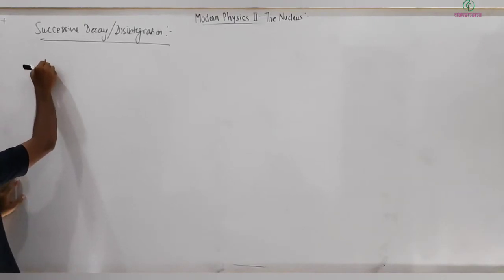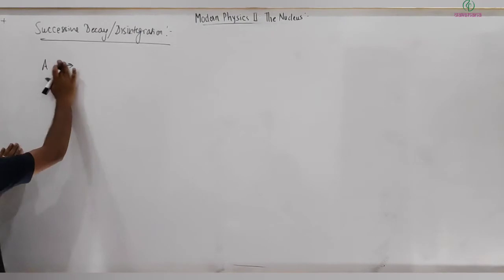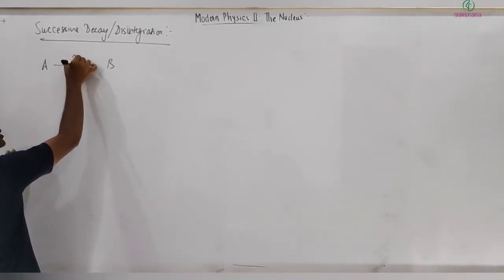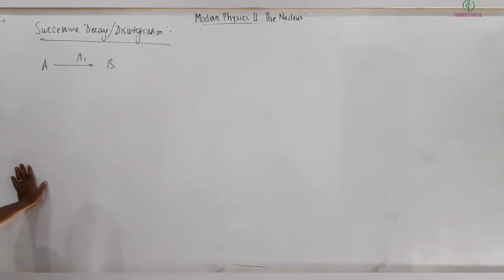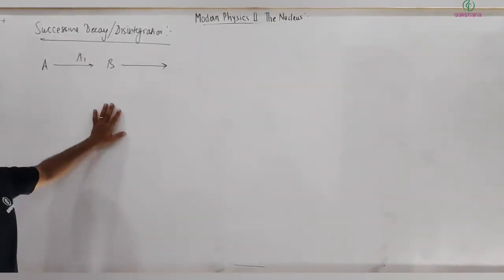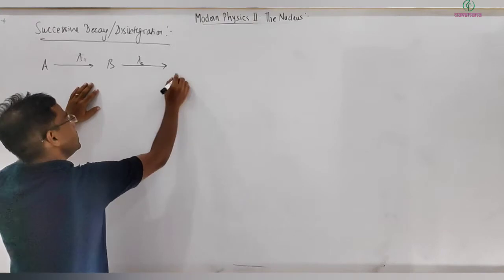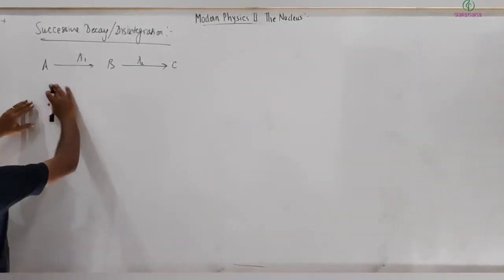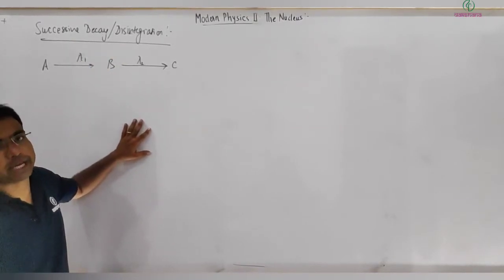Here, let's say A is one of your radioactive nuclei and it's decaying to another radioactive nucleus B. The decay constant for this A to B decay is lambda 1. Here B itself is not a stable nucleus, so it is further decaying with decay constant lambda 2 and forming, let's say, C. So this is the process, and this decay we call successive decay.